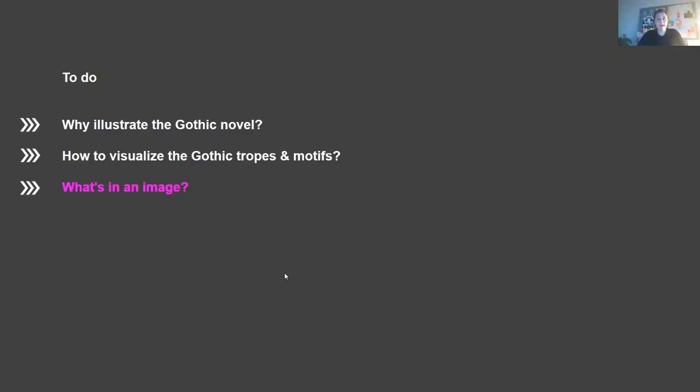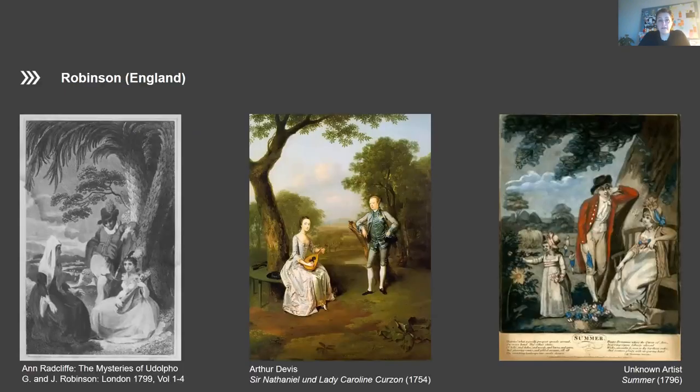And our last segment, that's called What's in an Image? So how do images change the way we read Gothic texts? Or how does an image bring new meaning to old texts? And this is the part where I would like you to do a little close reading, but not quite yet. The Robinson illustrations for the first 1799 edition of Ann Radcliffe's The Mysteries of Udolpho set a different tone than the Minerva ones, which I showed you before.